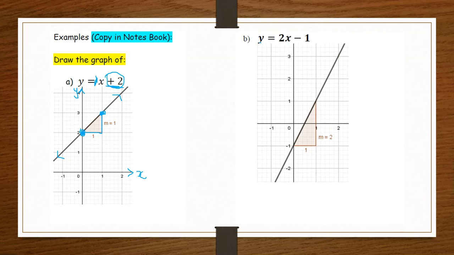For part B, y equals 2x minus 1. Minus 1 tells us that it crosses here. And the coefficient of x, the number in front of the x, tells us that we go across 1 and up 2. Again, draw a line through those 2 points. The line should have arrows at the end, and we should label our axes.